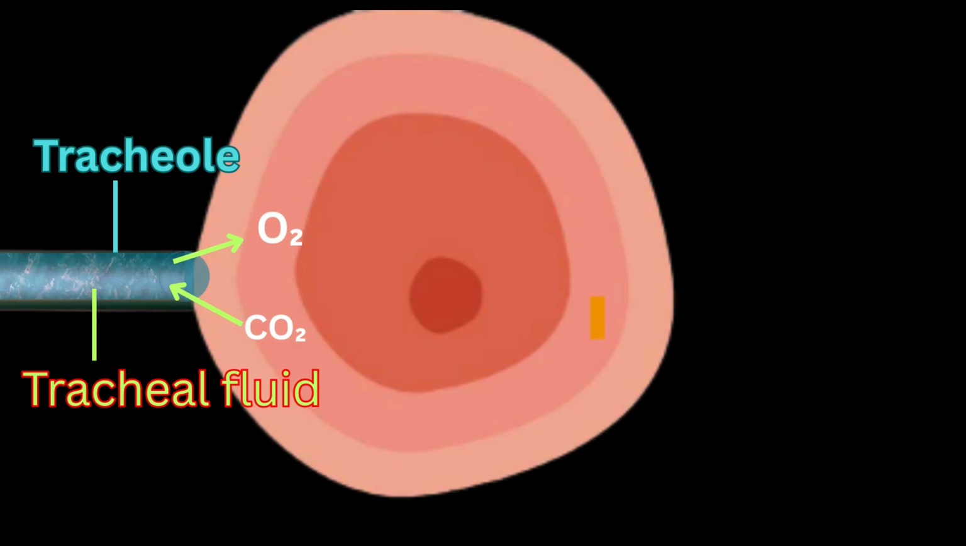At the ends of some tracheoles, there is a small amount of tracheal fluid, which can move in and out depending on the insect's activity. During rest, the fluid partially fills the ends of tracheoles, and oxygen must first dissolve in the fluid before diffusing into cells. During intense activity, the fluid is drawn into surrounding tissues, shortening the diffusion distance and increasing oxygen supply.